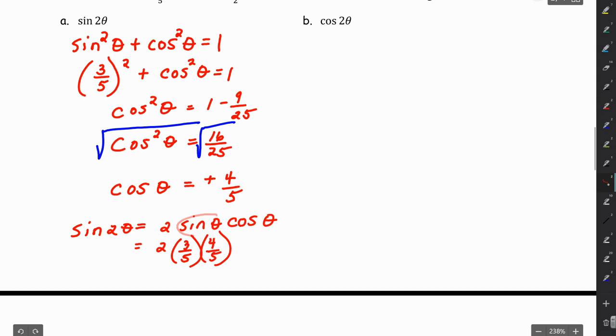So we know the sine of theta is 3/5, the cosine of theta is 4/5, and we're just going to multiply that by 2, and we're going to end up with the sine of 2 theta is equal to 24 over 25.